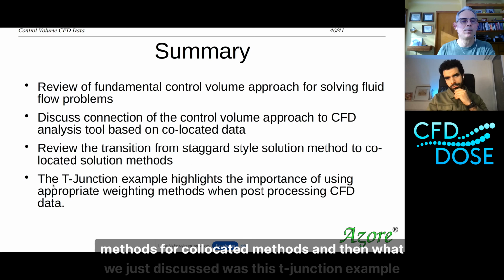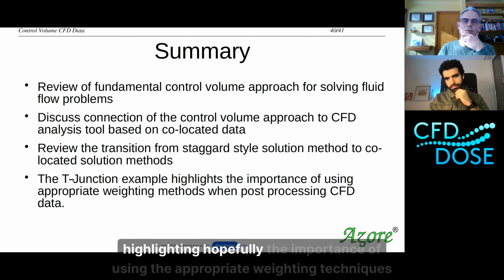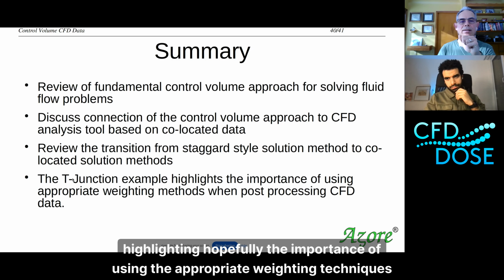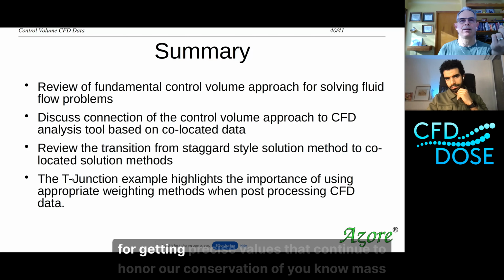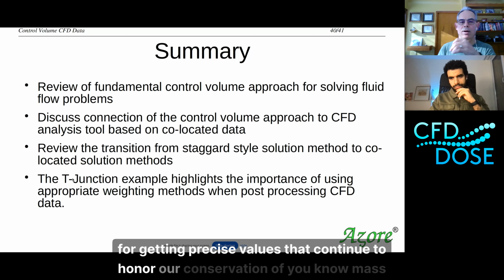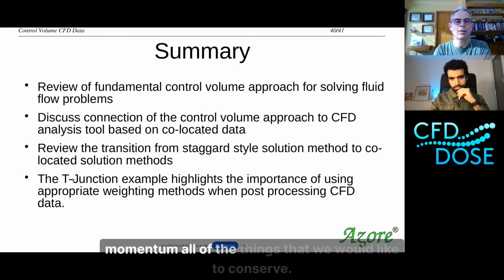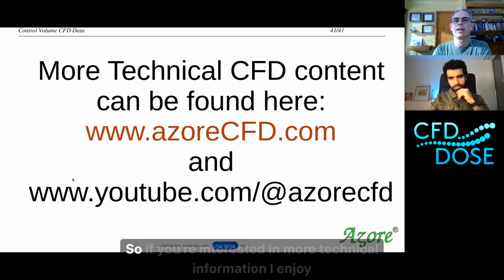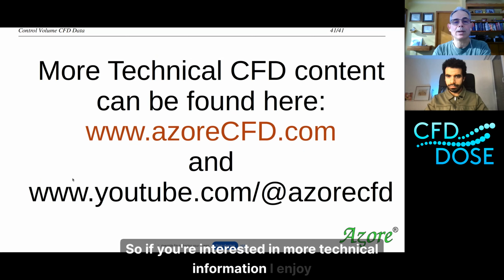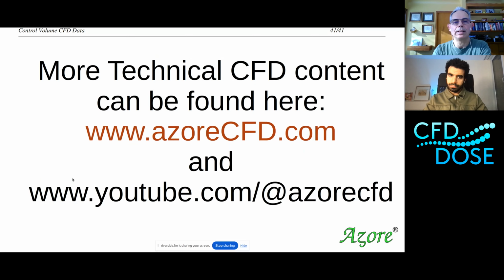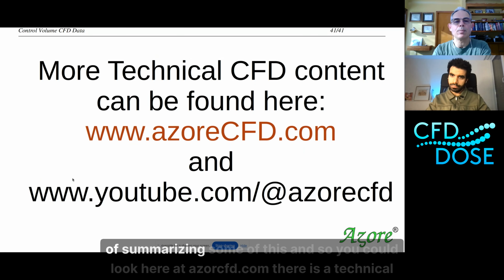And then what we just discussed was this T-junction example, highlighting hopefully the importance of using the appropriate weighting techniques for getting precise values that continue to honor our conservation of mass, momentum, all of the things that we would like to conserve.